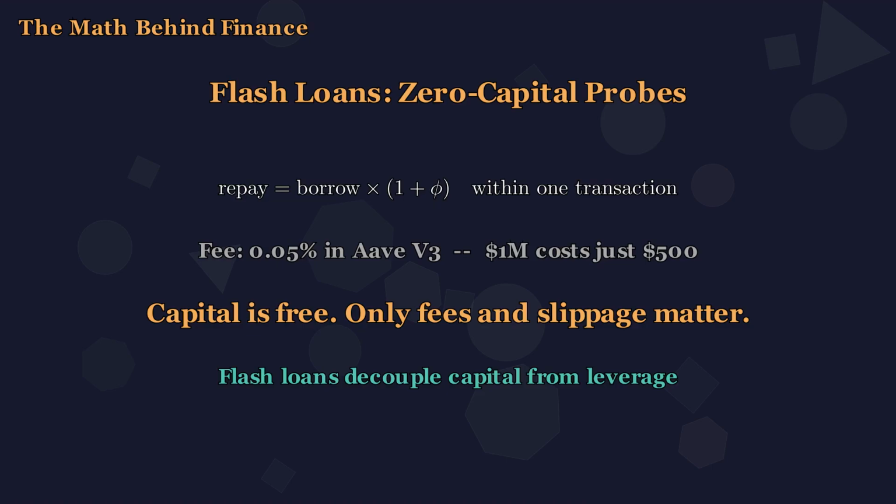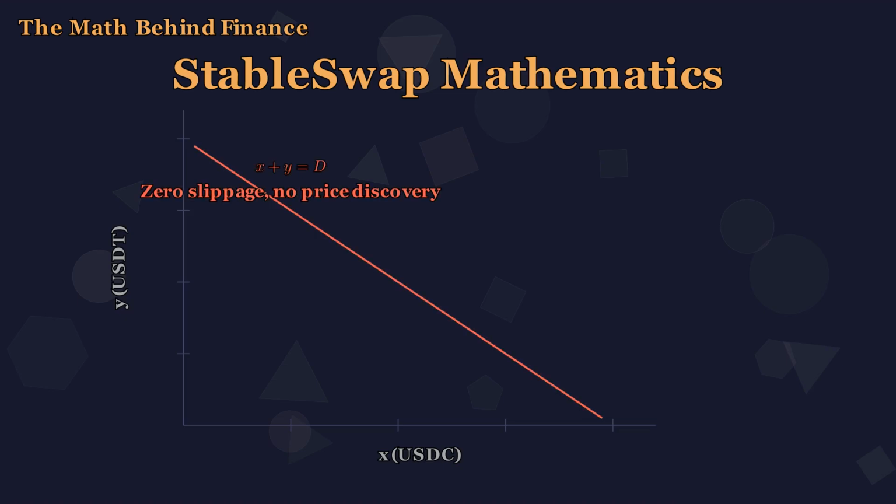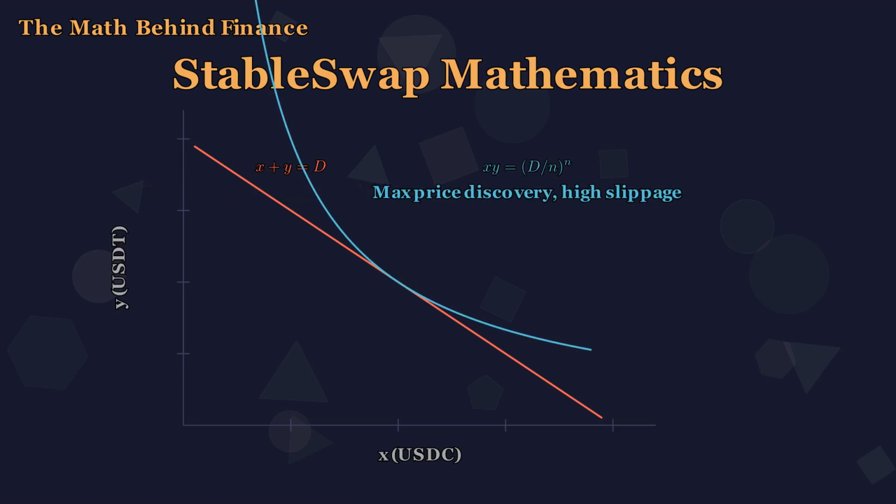But first, let us tackle the most elegant piece of DeFi mathematics, the Curve StableSwap invariant. Now for the most elegant piece of mathematics in DeFi, imagine you are designing an exchange for stablecoins. You have two endpoints. On one extreme, the constant sum, x plus y equals D, a straight line, zero slippage but no price discovery at all. If one token depegs, the pool drains completely. On the other extreme, the constant product, xy equals k, a hyperbola, maximum price discovery but terrible slippage for tokens that should trade near 1-to-1.